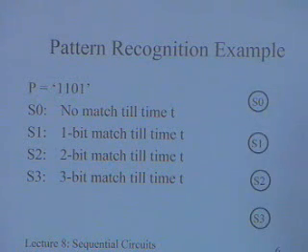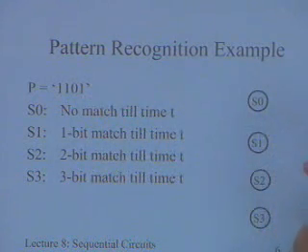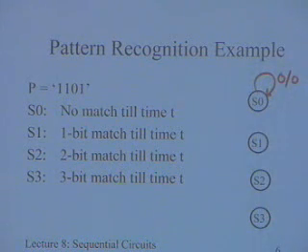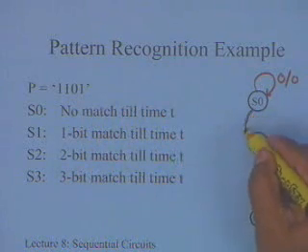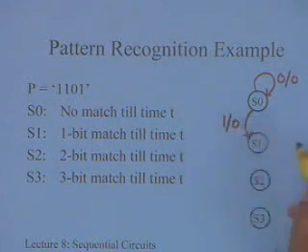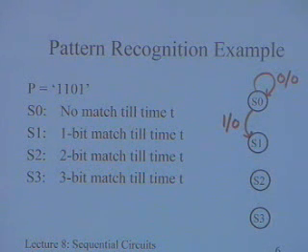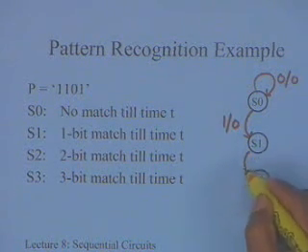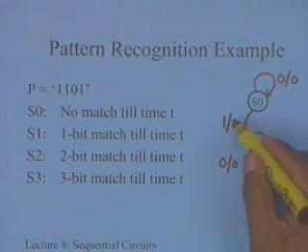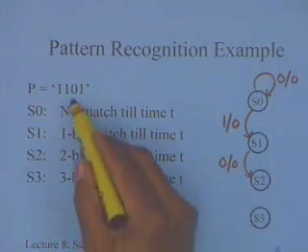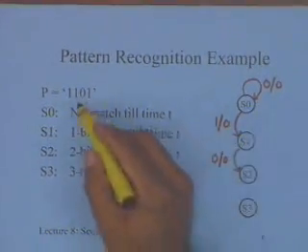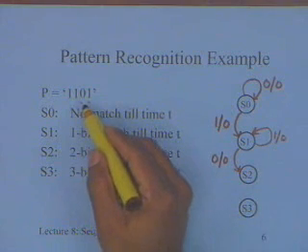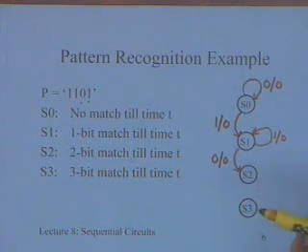So S0, no match till time t. The first bit that I require is a 1. So if I receive a 0, I will continue to be here with an output of 0. But if I receive a 1, I will go to this S1 state, but my output is still 0. Now if I receive a 0, I will go to S2, because I got a pattern 1, then I got a pattern 0, so 2 bits are matched. If I receive a 1, then 1, 1 will keep me in this state, because I could consider the recently received 1 to be the start of the pattern.